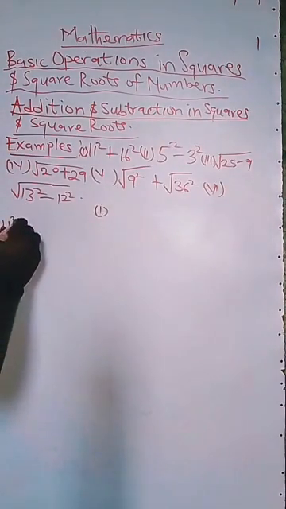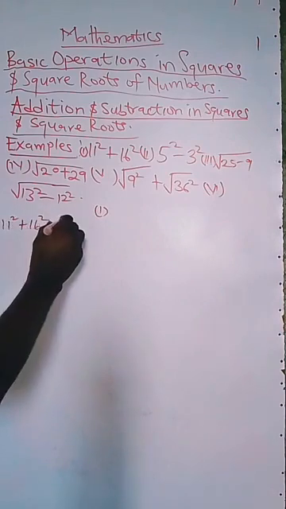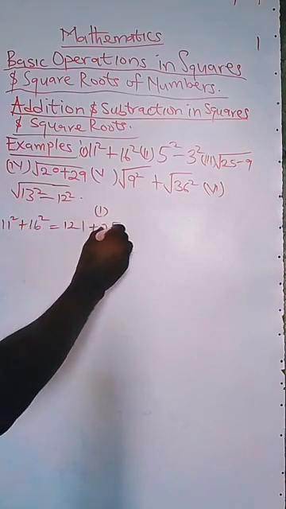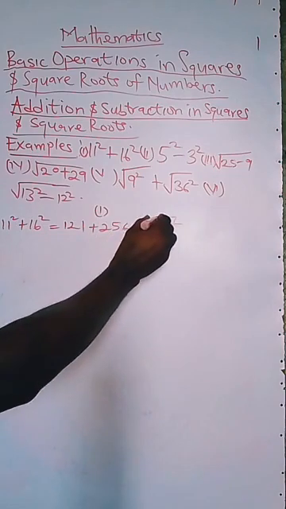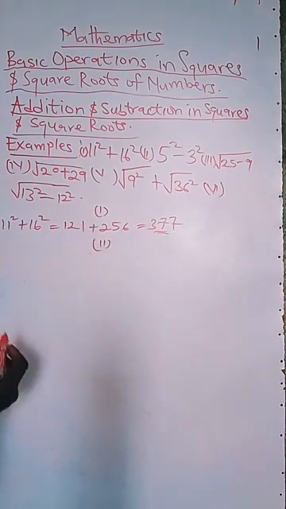11 square plus 16 square. 11 square means 11 times 11, that is 121. 16 square means 16 times 16, that is 256. Let's add together. 1 plus 6, 7. 2 plus 5, 7. 1 plus 2, 3. Alright, let's go to second question.